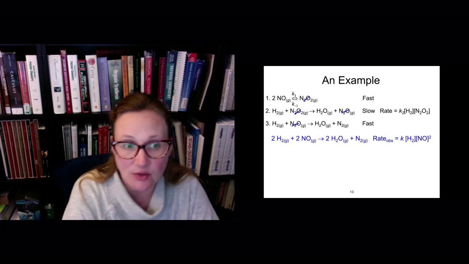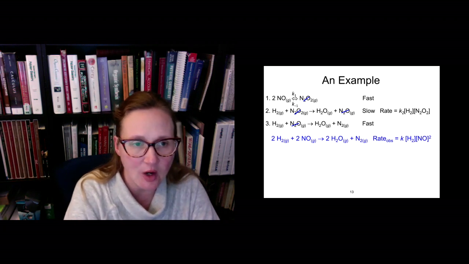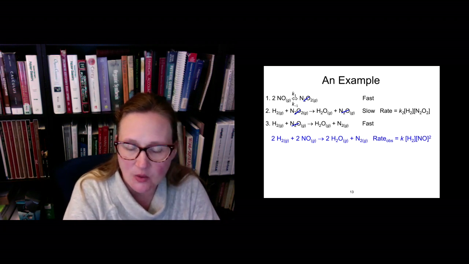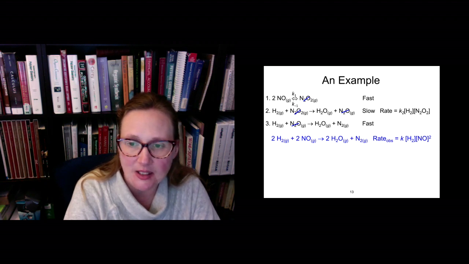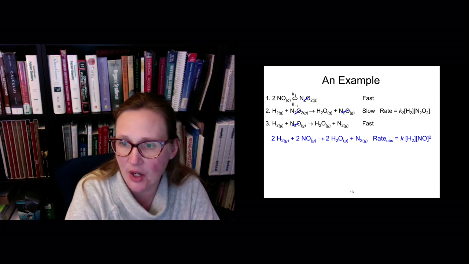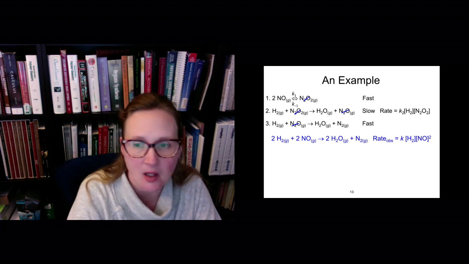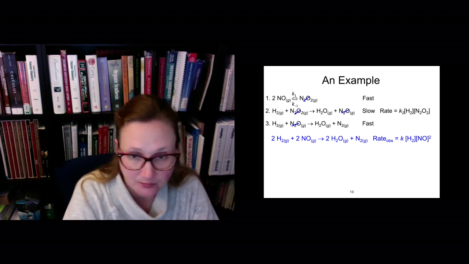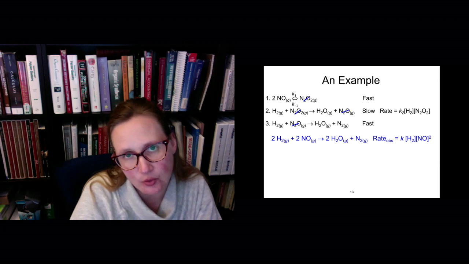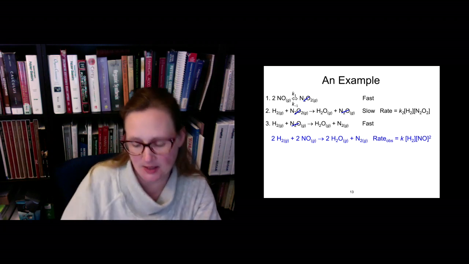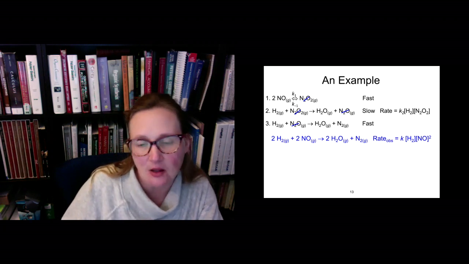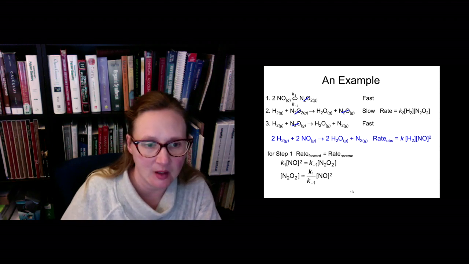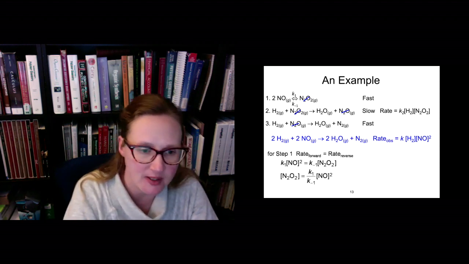And so when we do the experiment, this is our overall reaction, and we find that the rate observed is K times the concentration of H2 and NO squared. Okay, so it means we're first order with H2 and second order with NO. Now we have to prove our mechanism that we've written down based on the rate law that we observe. Okay, so let's take step 1 for example.